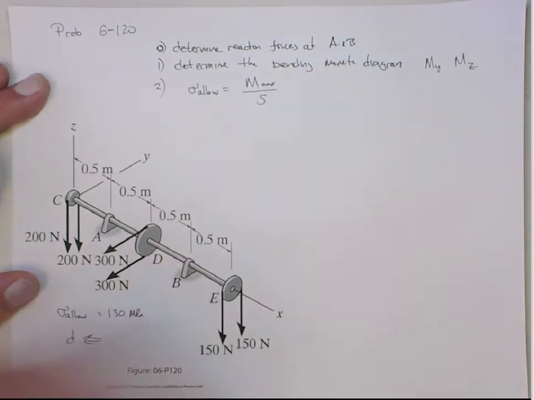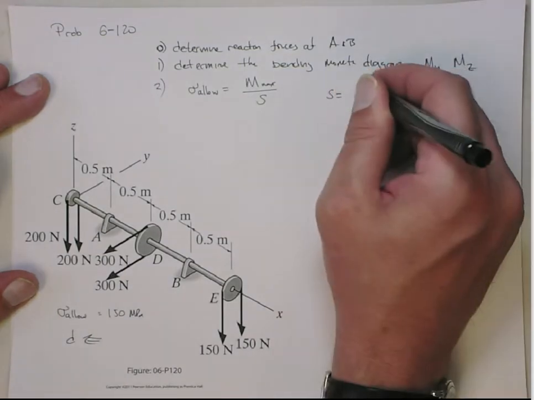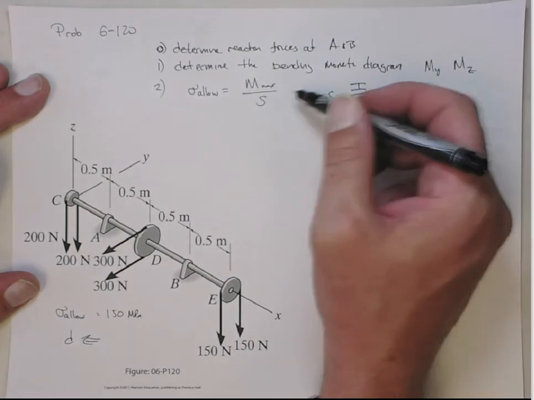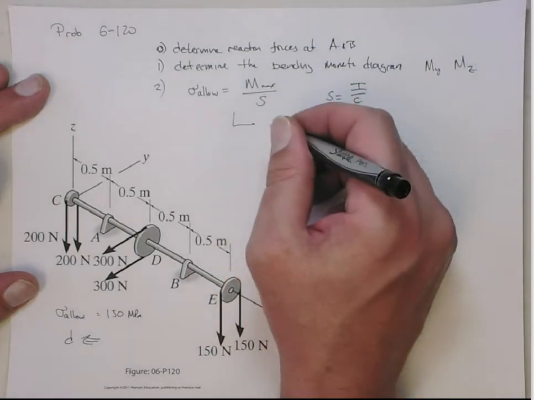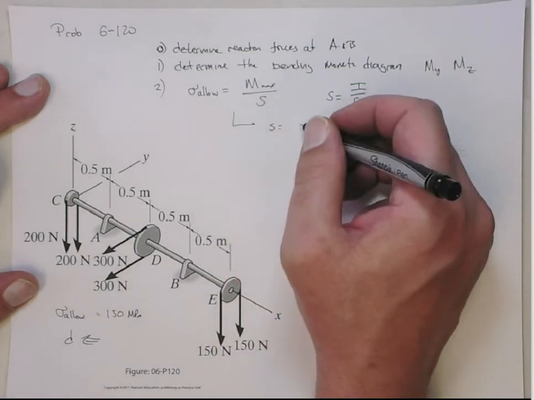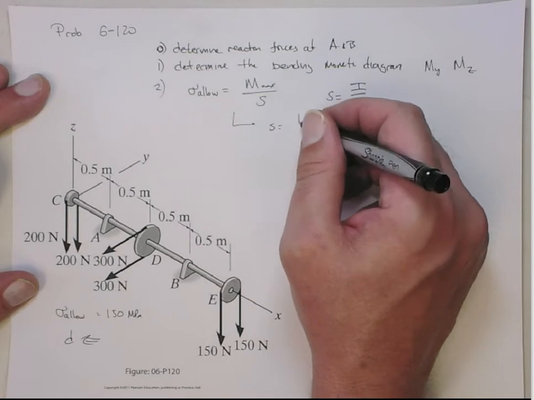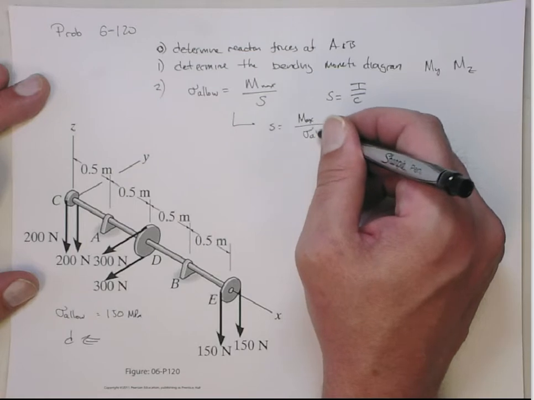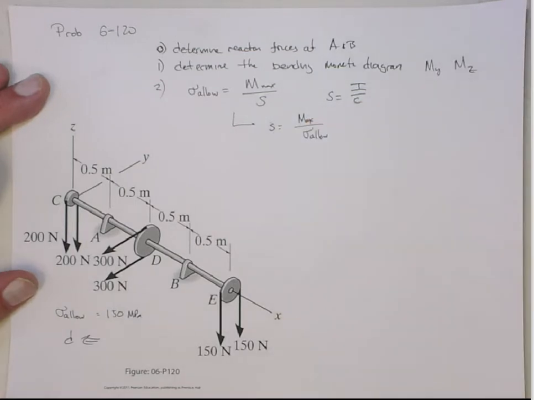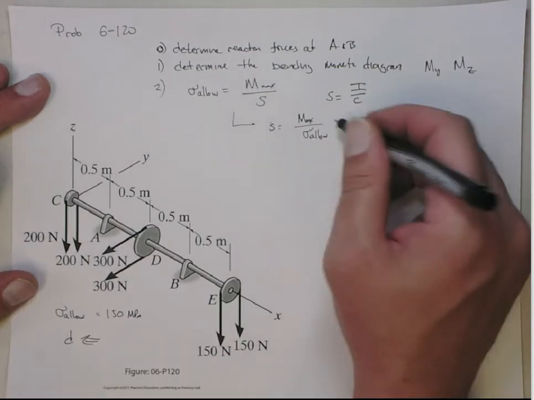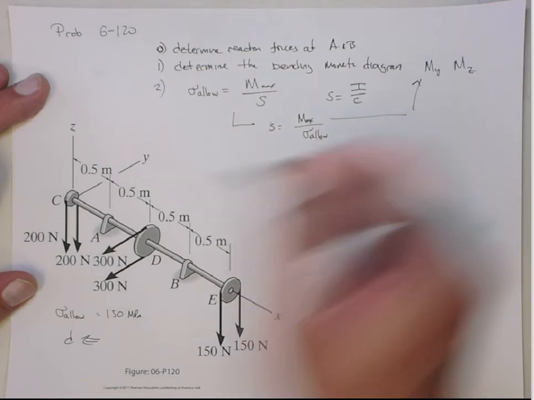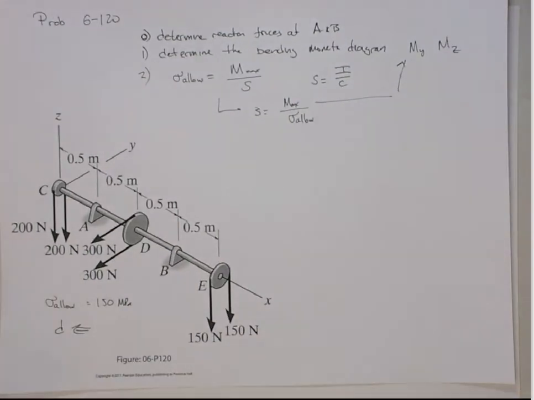Where S is equal to I over c. That's the shape factor. So basically we use this to solve for S, right? From this, S is going to equal the maximum bending moment divided by the allowable stress. This is the geometric shape factor. That's what's going to let us determine the diameter D. We're going to get the maximum bending moment from this step, and then sigma allowable is given. All right, so that's the basic procedure.